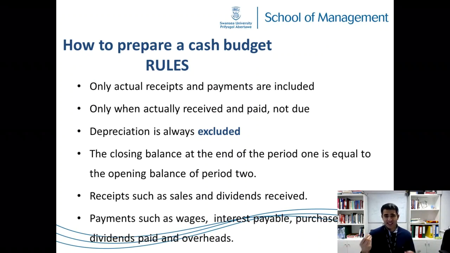Receipts, money in, such as sales and dividends received, when the business has invested in shares in other businesses, so they receive dividends. Payments such as wages, salaries, overheads, interest payable, dividends paid, which is when the business pays dividends to shareholders.